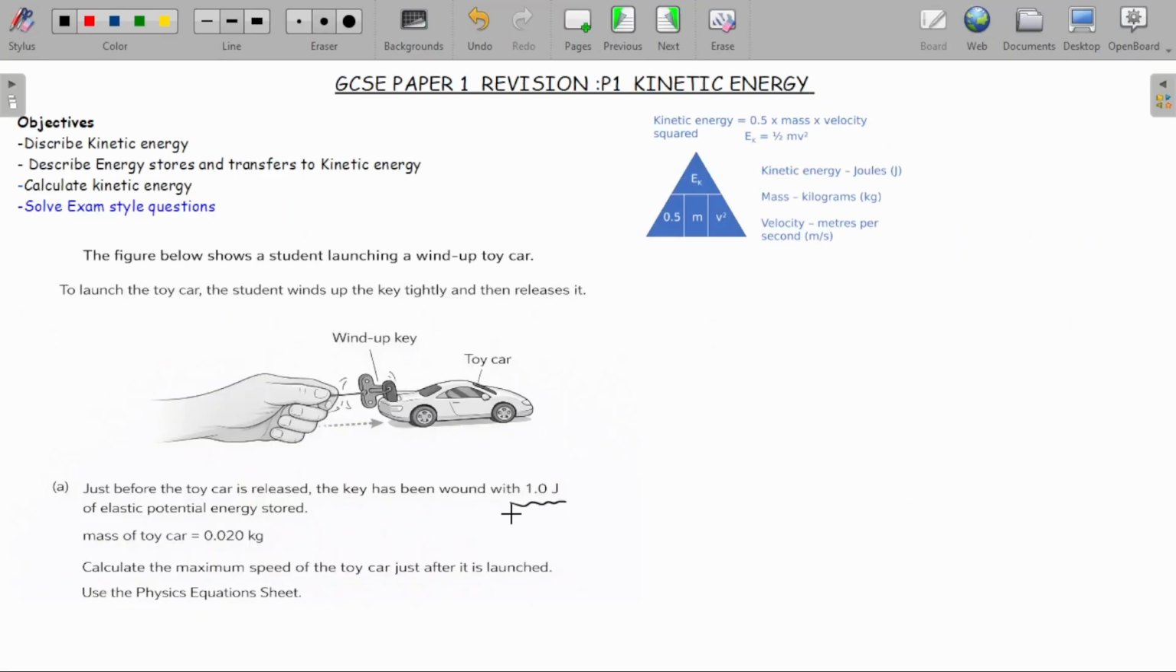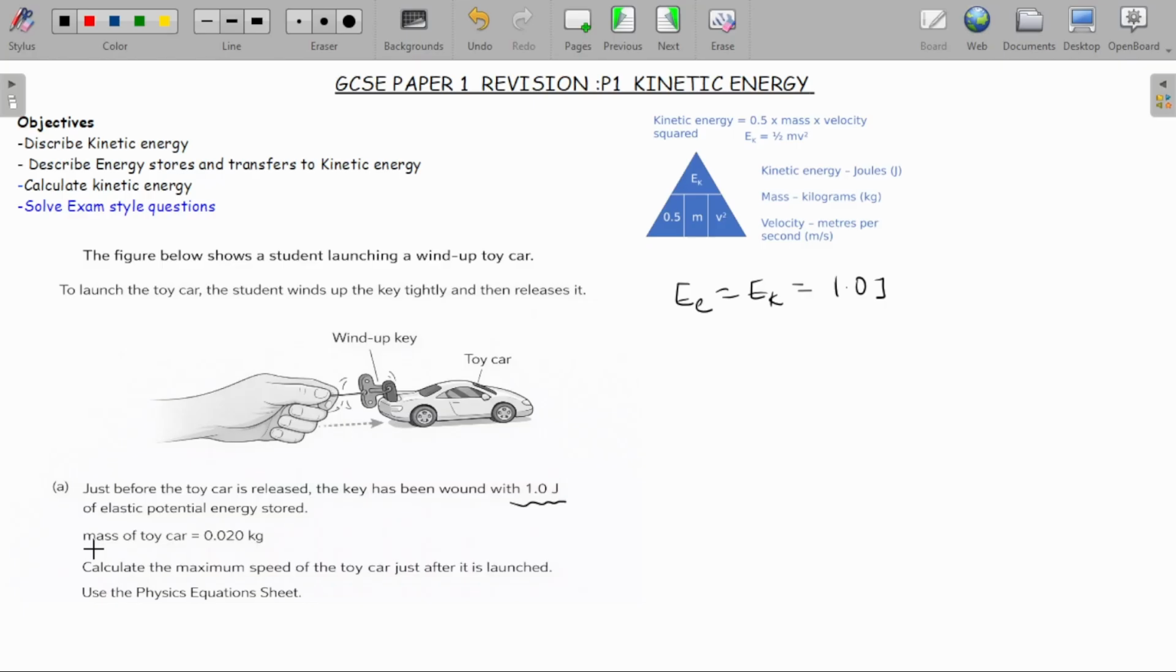In this example, elastic potential energy is being transferred to kinetic energy. So it's important you remember the concept of conservation of energy, which means as long as there's no heat lost to the surroundings and in a closed system, the energy is conserved. What that means is if the elastic potential energy is 1 joule, that would also be equal to the kinetic energy, which is equal to 1.0 joules.